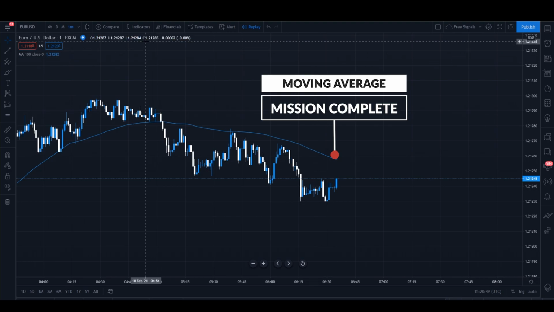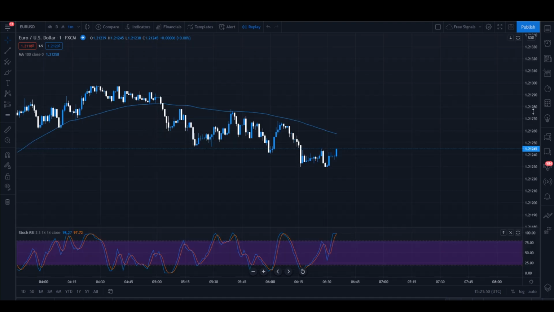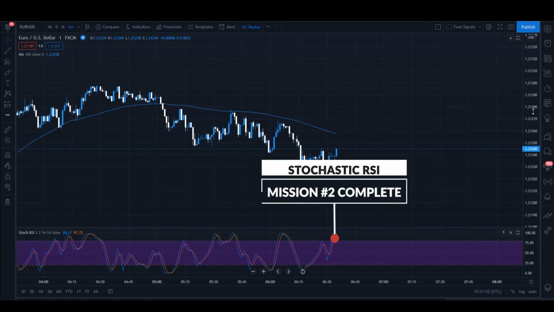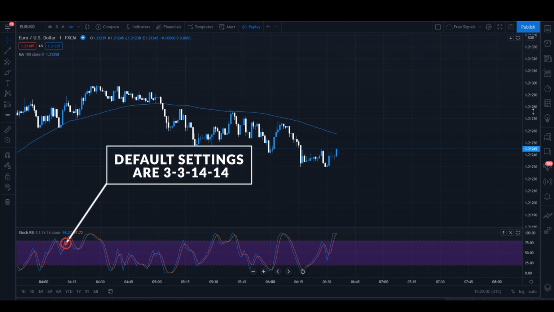Now we will repeat the same process once again. Indicators and strategies, type in RSI, and we will use stochastic RSI. Now once you have done this process, you should have stochastic RSI opened up on your charts. We will not change any settings at all. It will be all default.